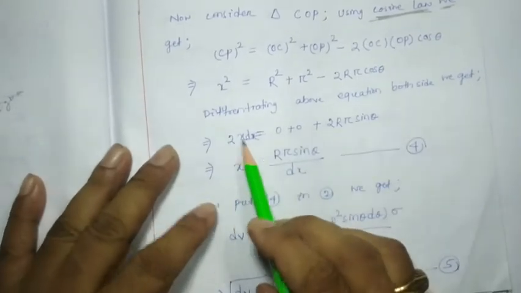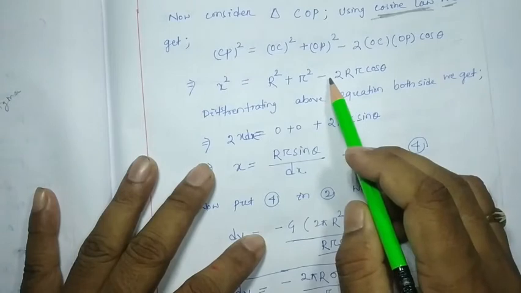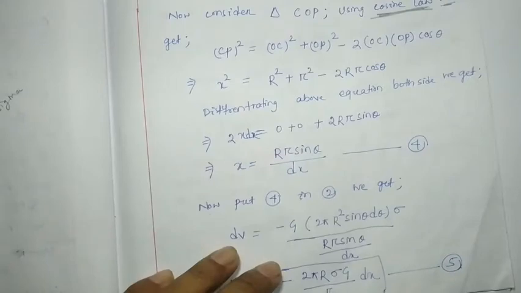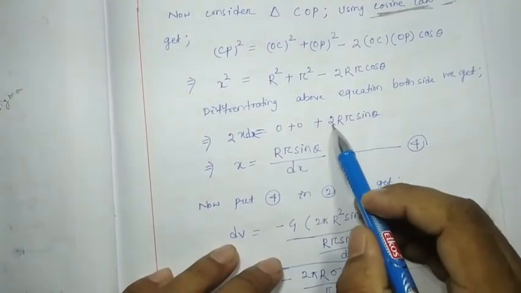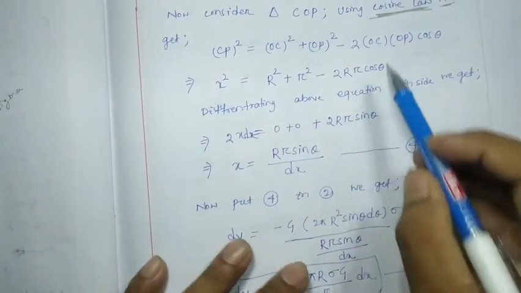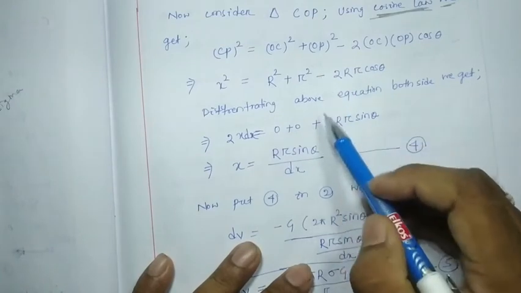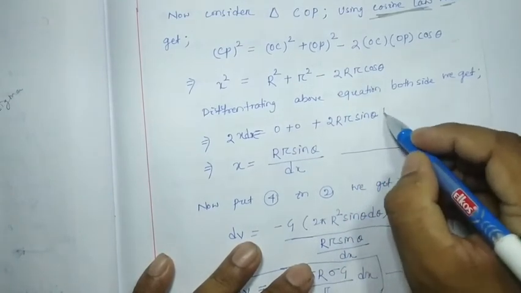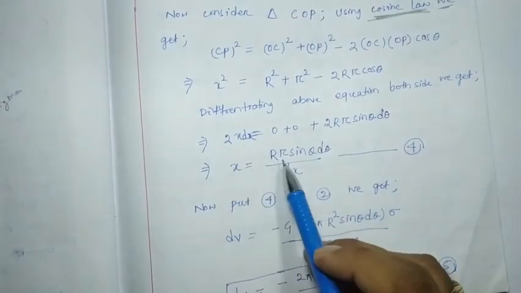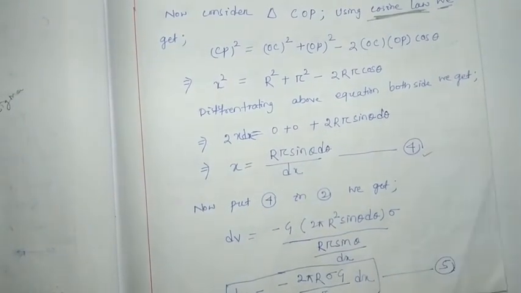Now we have to differentiate both sides. It will be 2x dx. This is constant, this is constant, so the differentiation will be 0. Differentiating cos theta gives minus sin theta. So it will be plus 2 R r sin theta d theta. I forgot to write it here also. So that implies x dx equals R r sin theta d theta. Let it be equation number 4.